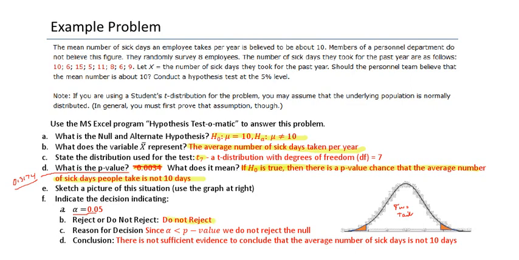Why? Well, in this case, alpha is greater than p, so we do not have enough evidence to reject the null hypothesis. So the conclusion is that there isn't sufficient evidence to conclude that the number of sick days does not equal 10 days. Well, there we go. This was the use of our p-value if we have a small size sample.